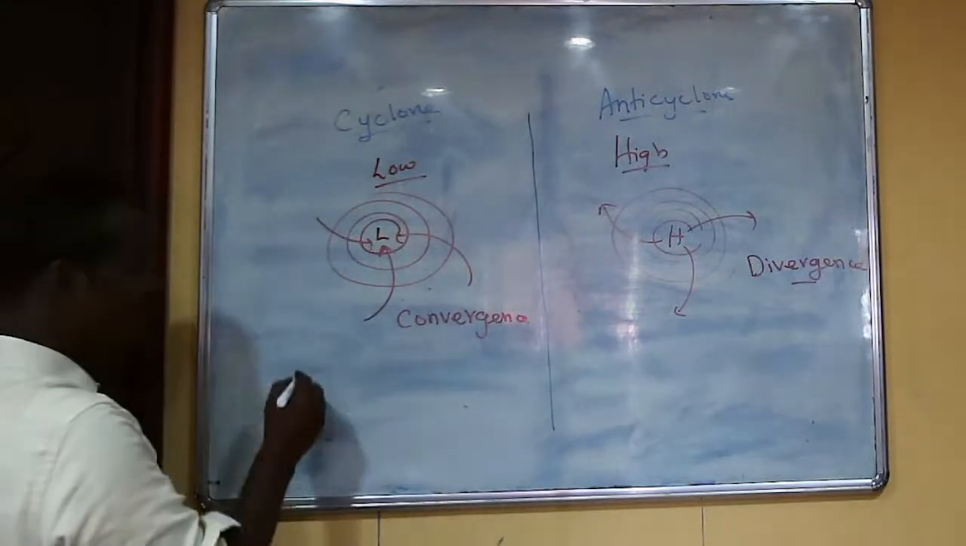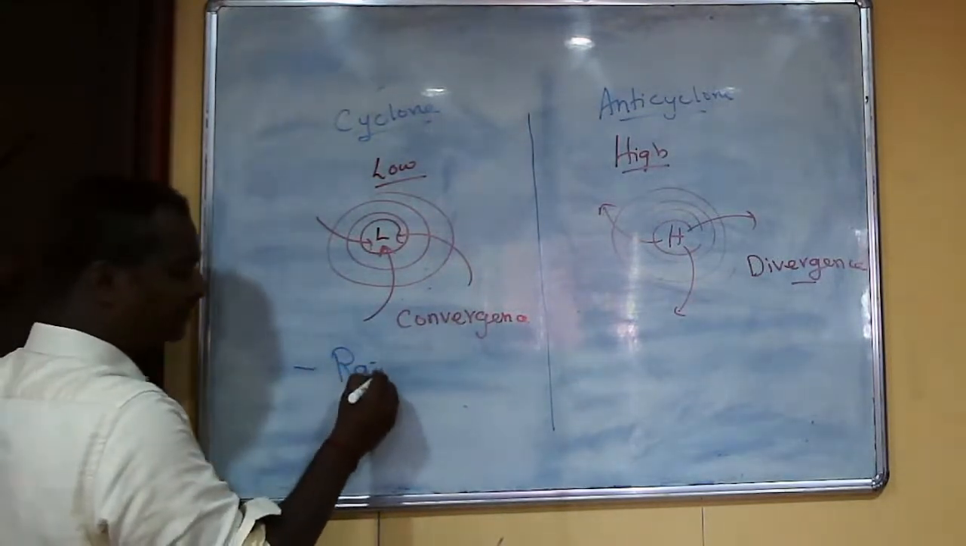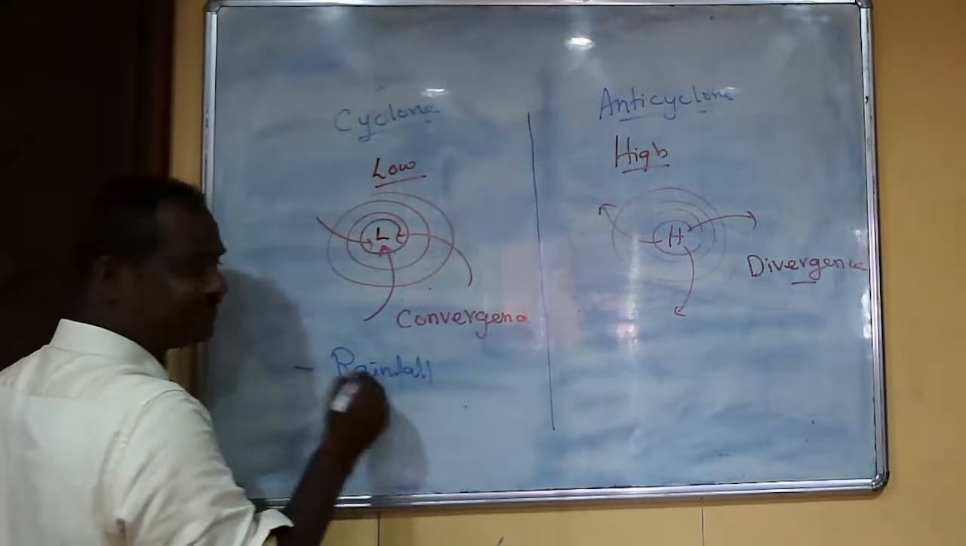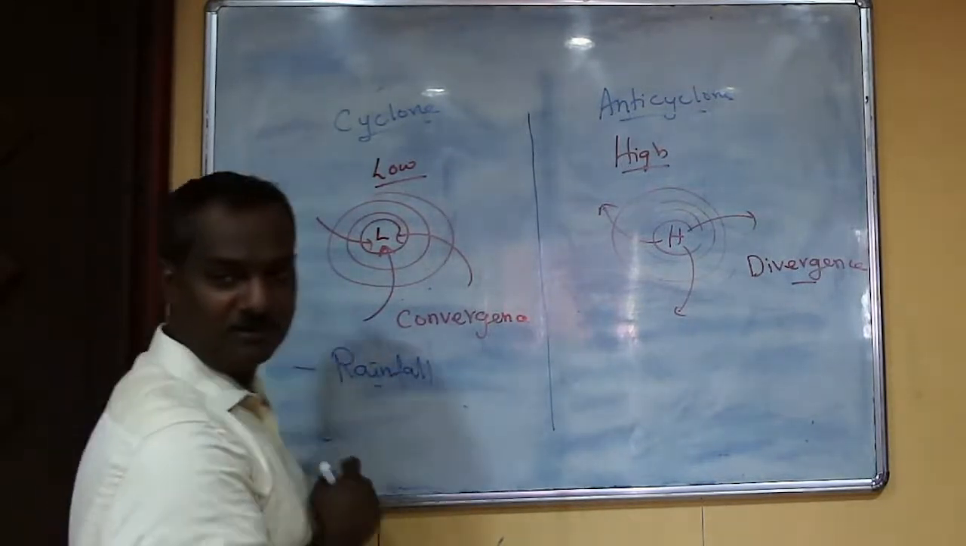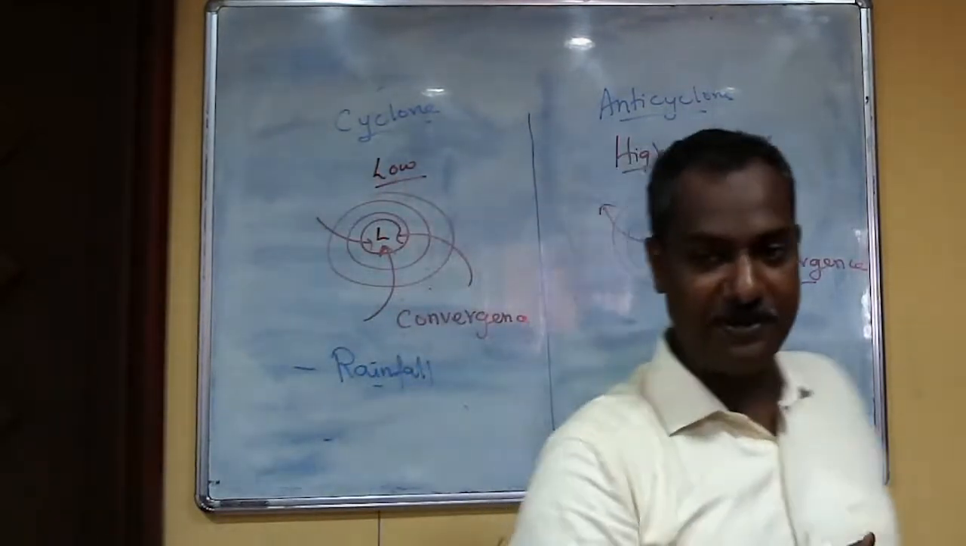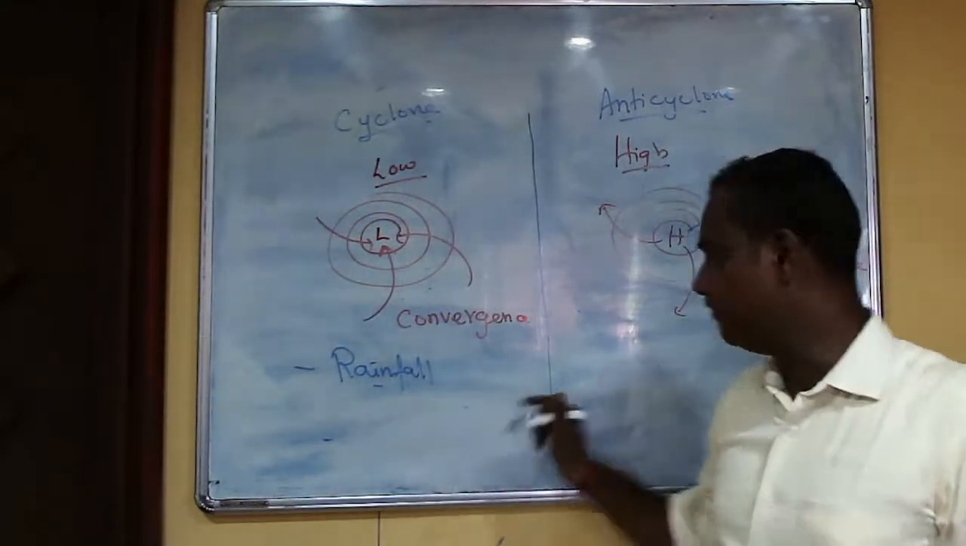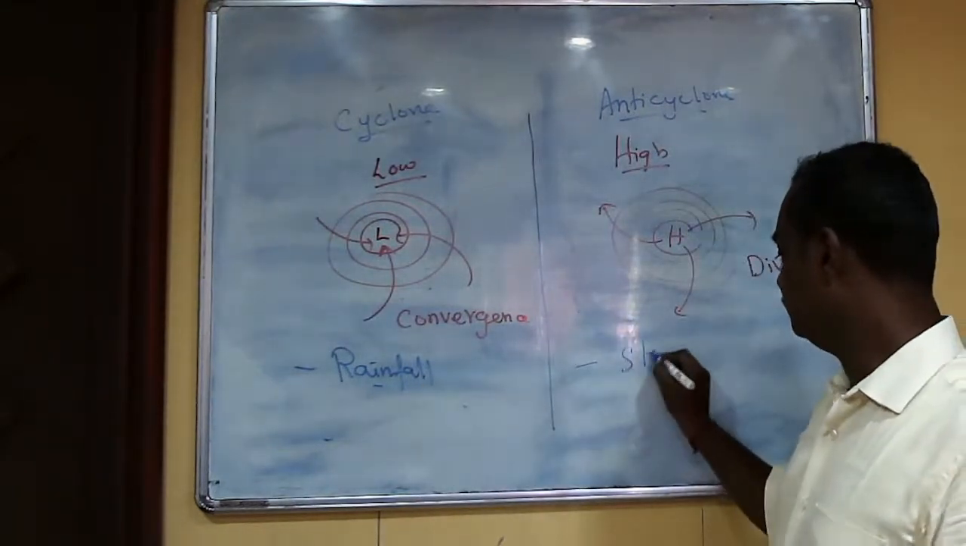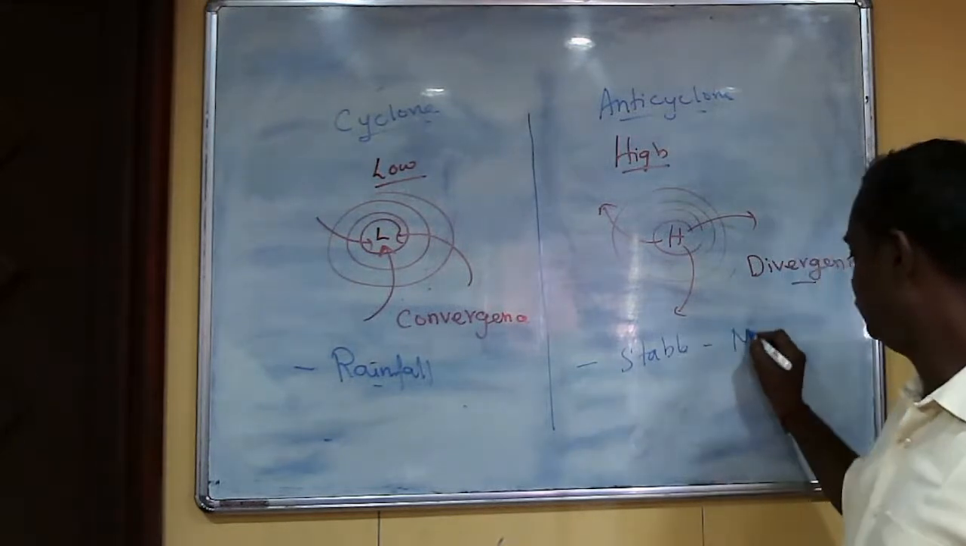So here rainfall will be there, because of atmospheric instability in the cyclone. Atmospheric what? Stability or instability? Instability. Rainfall will be there. But here it is stable, so no rainfall.